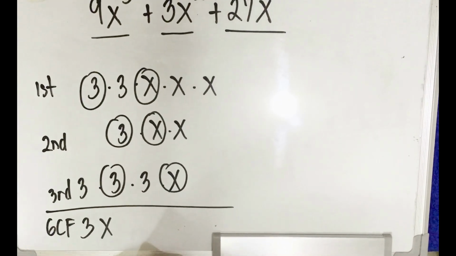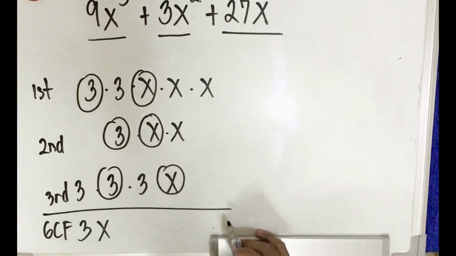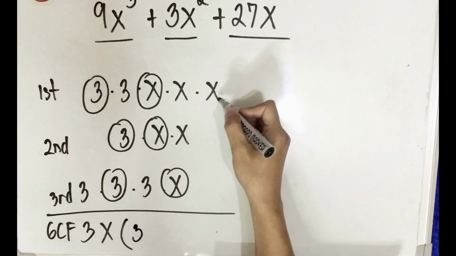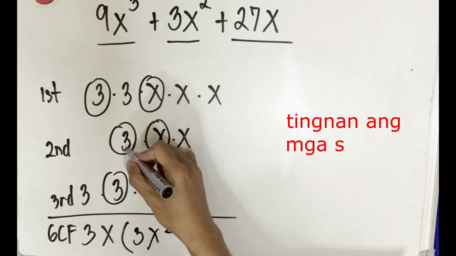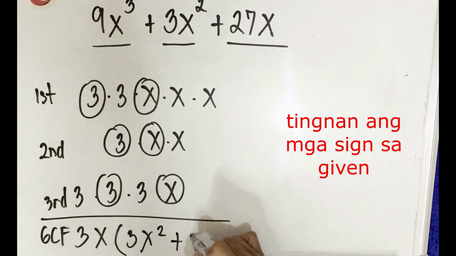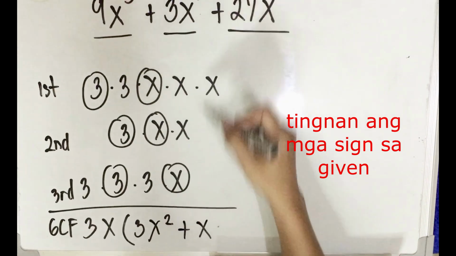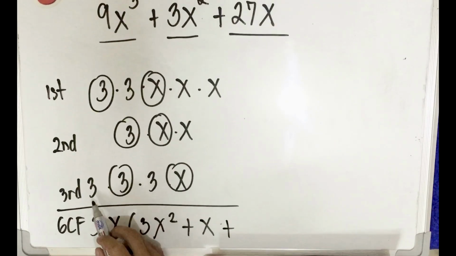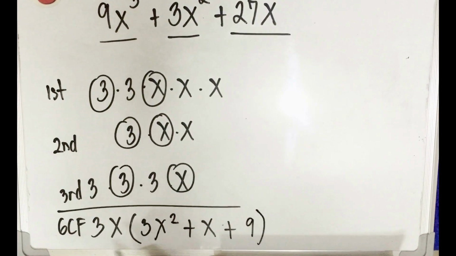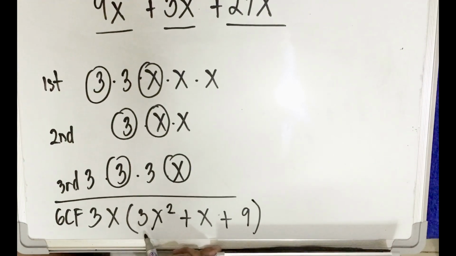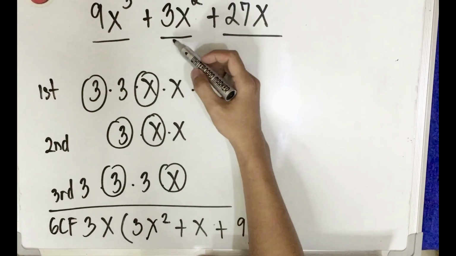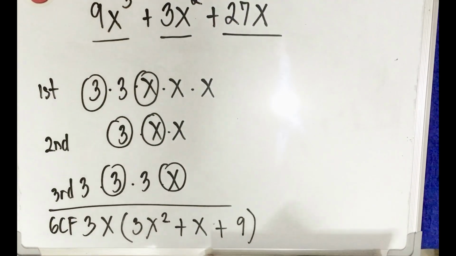Then the rest will be copy. But again, don't forget, open parentheses, 3, x times x, x squared. Second term, we have the sign positive. Then just copy x. Then again, for the third term, positive sign, then copy the rest. 3 times 3, that is 9. Then close parentheses. 3x times the quantity of 3x squared plus x plus 9 is the factors of 9x cubed plus 3x squared plus 27x.